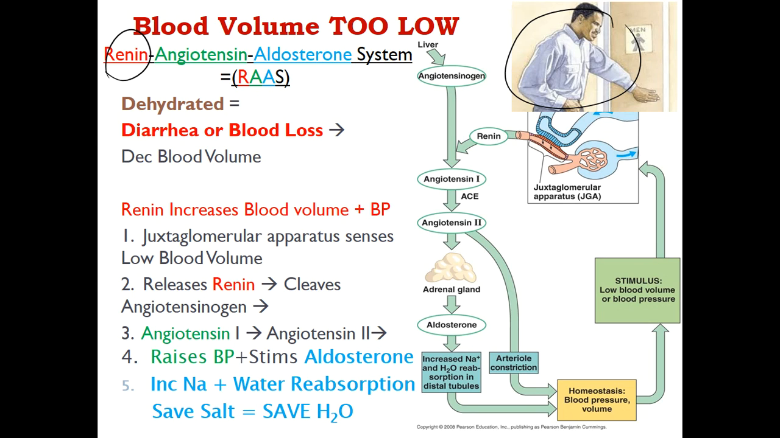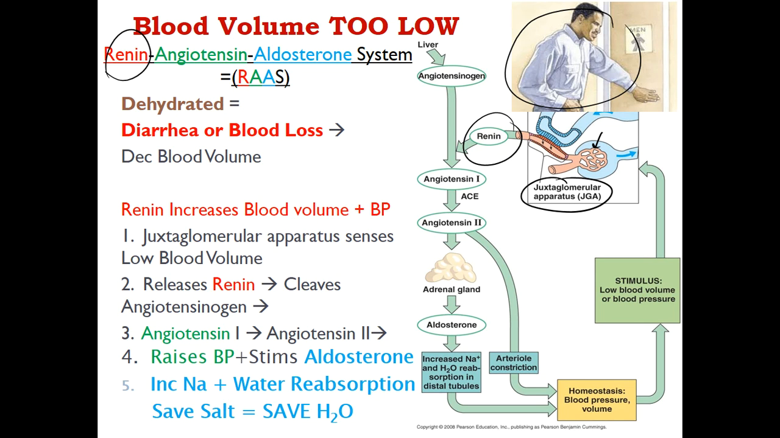The thing that notices that is this thing called the juxtaglomerular apparatus. I know, it's fun. It's right next to the glomerulus. It's juxta. And what it's constantly measuring is your blood volume and your blood pressure. If you lose lots of water, your blood volume and pressure will decrease. The juxtaglomerular apparatus notices that and releases its very own hormone called renin, like renal. Renal is referring to anything with kidneys.